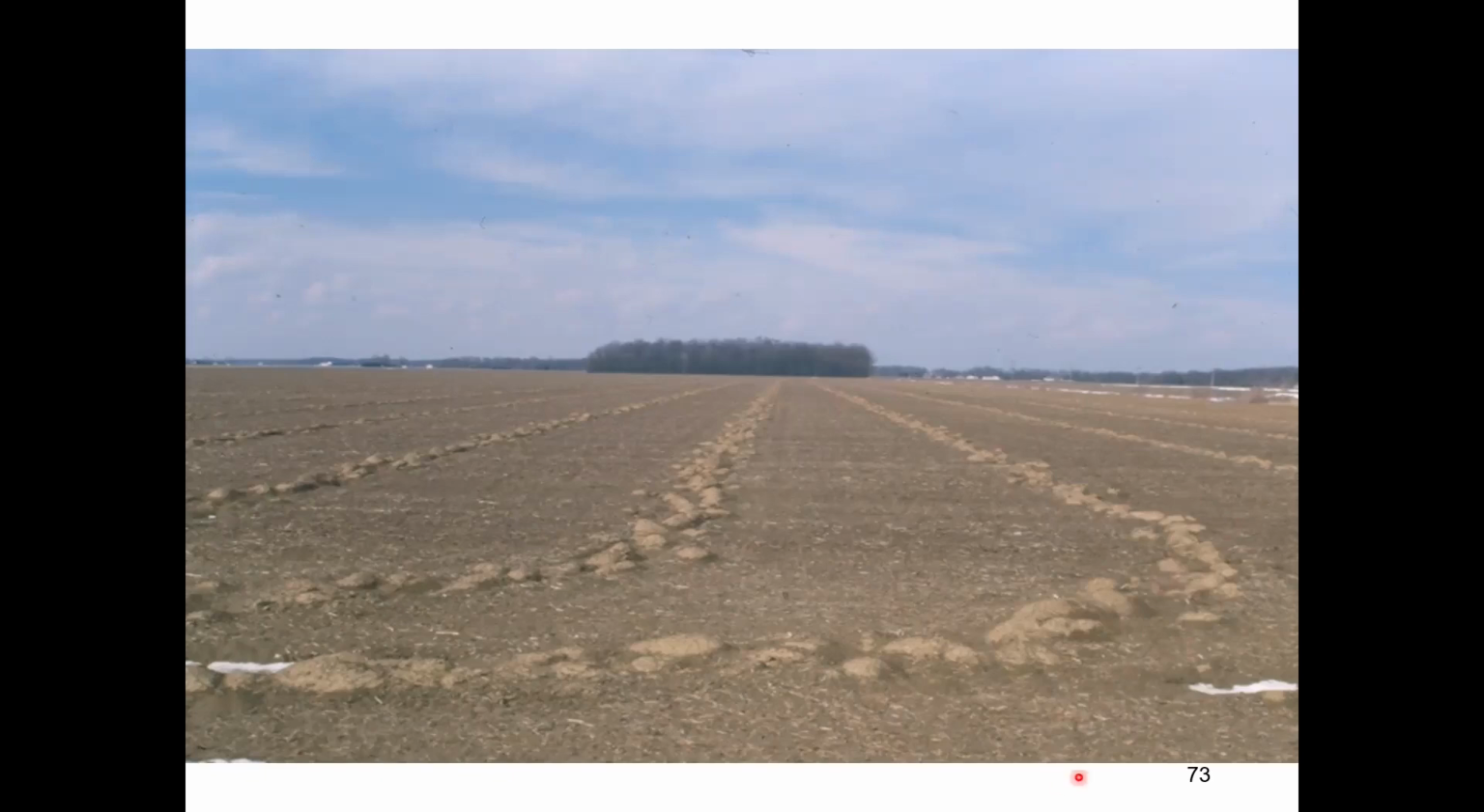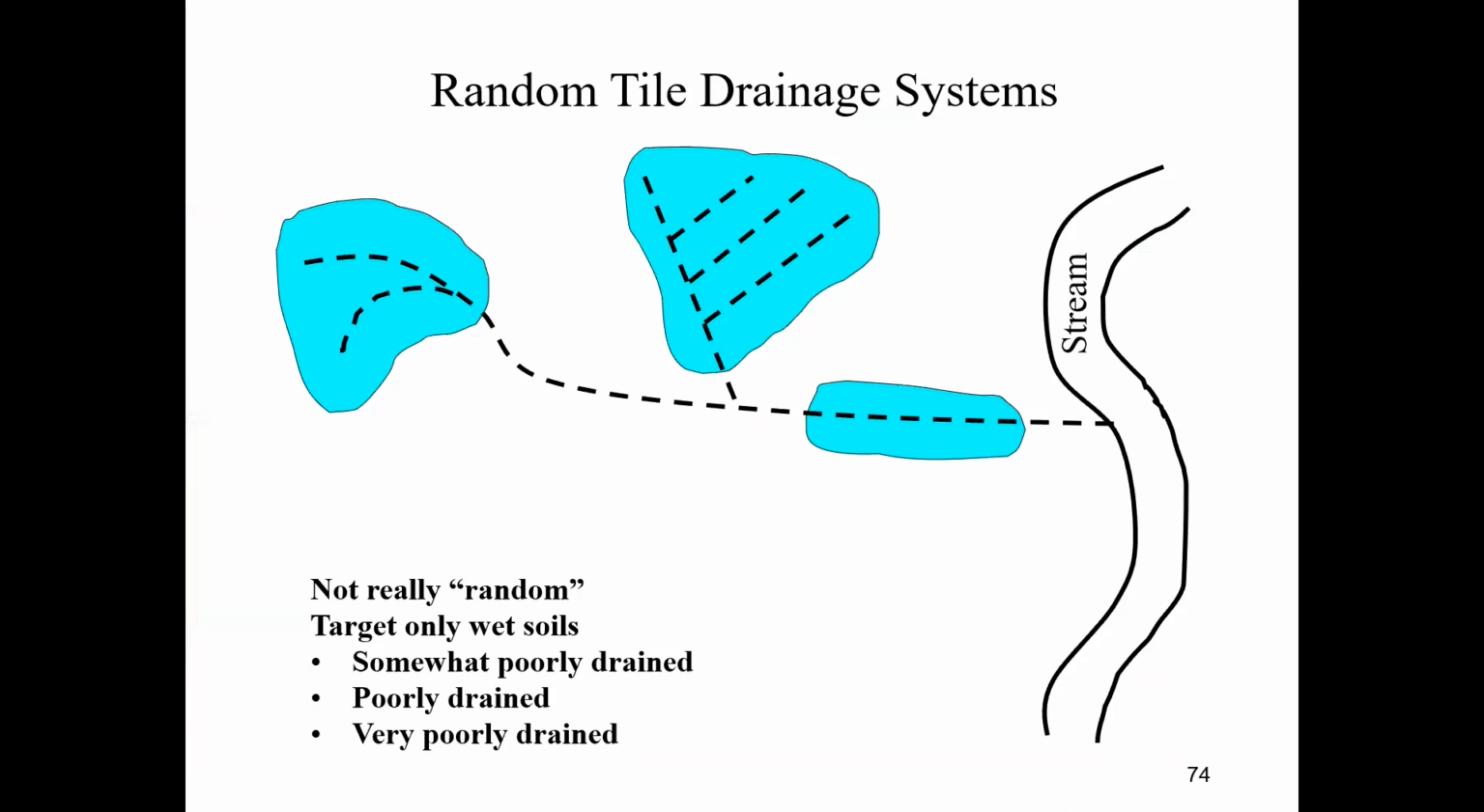Most of our watershed does not have it done on a grid like this. Some of the new stuff they're putting in this way as managers buy their own tiling machines. But most of the tile, unless you're in the really flat, level areas where they did grid tile it, were what were called random drainage. And that's not really random. They're targeted. They only put the tile in the wet areas.